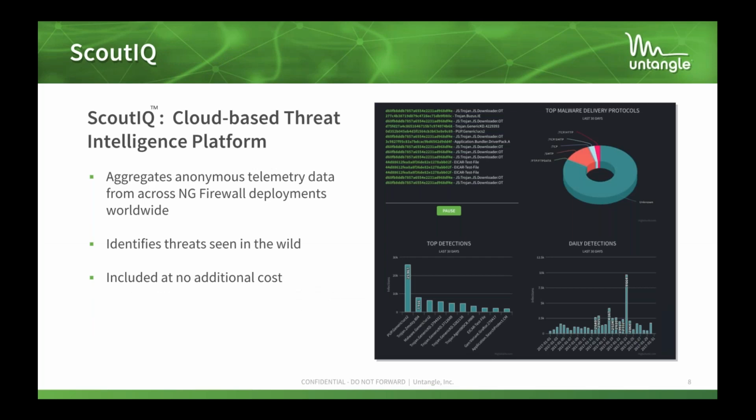Speaking about the cloud intelligence that we were just mentioning, Scout IQ is our cloud-based threat intelligence platform. What this does is it aggregates telemetry data anonymously from across all of our NG Firewall deployments all over the world. And we do that to identify threats seen in the wild as quickly as possible. Scout IQ is included at no additional cost in our software.